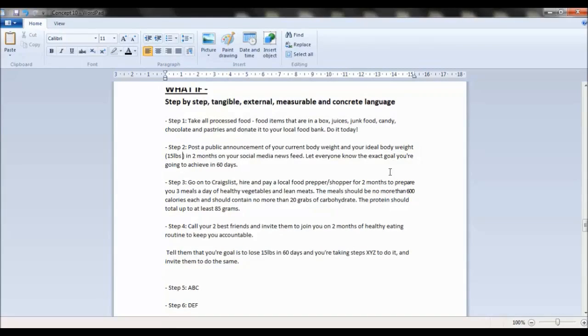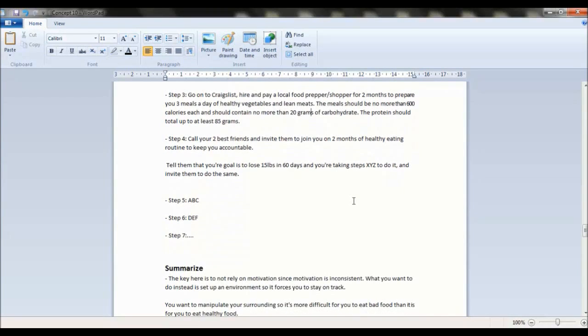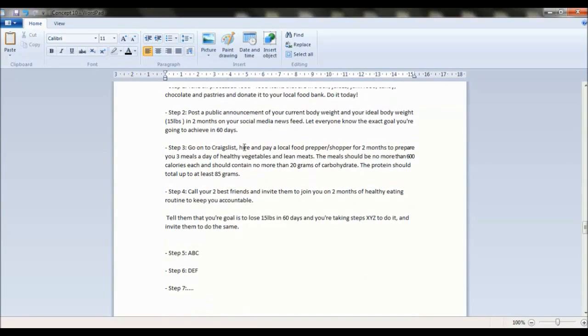Step 3, go on to Craigslist, hire and pay a local food prepper or shopper for 2 months to prepare you 3 meals a day of healthy vegetables and lean meats. The meals should be no more than 600 calories each and should contain no more than 20 grams of carbohydrate, and the protein should total up to at least 85 grams. Okay? So everything is super concrete and super tangible, external, and you just cannot get mistaken or confused or anything like that.